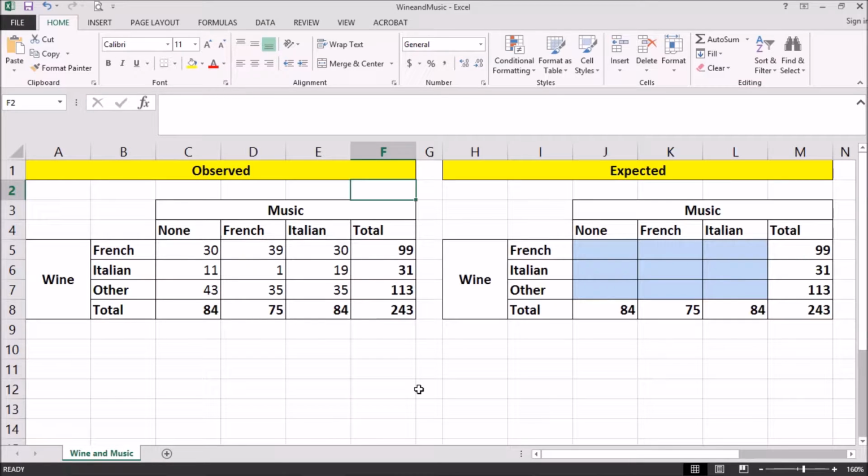For this example, we have observed or actual data looking at a particular grocery store that wanted to try various treatments of music, including when no music was played, French music was played, and Italian music was played, and the related numbers of bottles of wine that were sold during each of those music treatments, including French wine, Italian wine, and other types of wine.